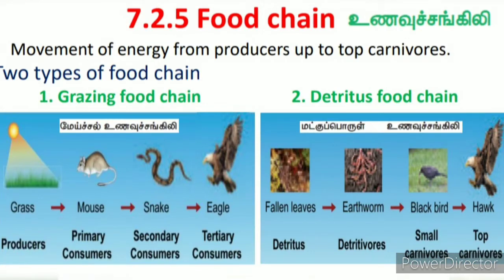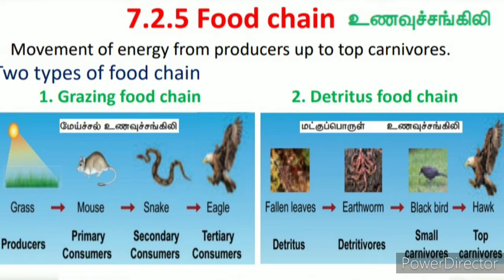Next one is food chain. The movement of energy from producers up to top carnivores is known as food chain. That is, in any food chain, energy flows from producers to primary consumers, then from primary consumers to secondary consumers, and finally from secondary consumers to tertiary consumers. Hence, it shows linear network links.